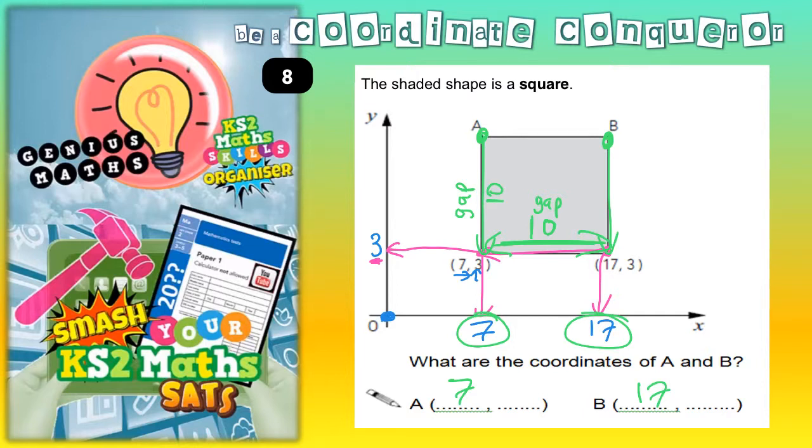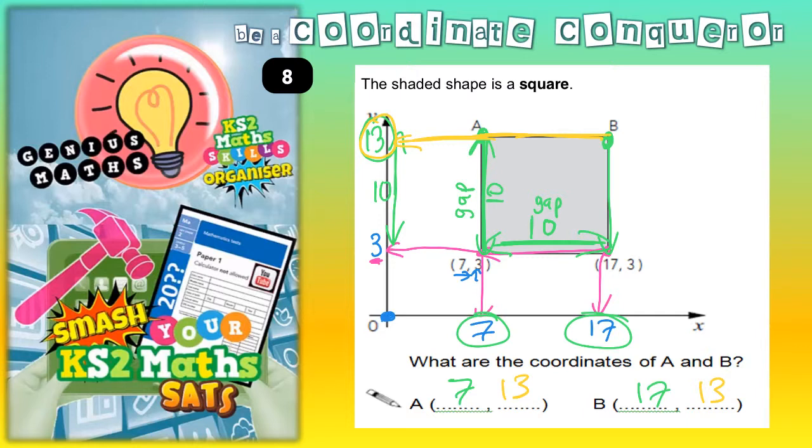So if it's 10 going along the bottom, it must be 10 going up the side, which means if this is a gap of 10, we must have another gap of 10 continuing up from 3. Well, if you do a gap of 10 going up from 3, that's going to take you to 13, which means both A and B must be level with 13. And that is the missing number on both coordinates, because they're both level with the 13.